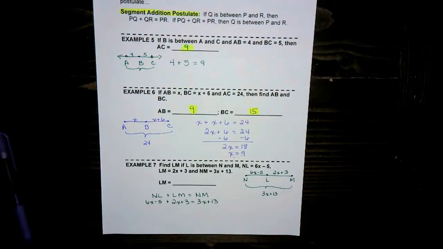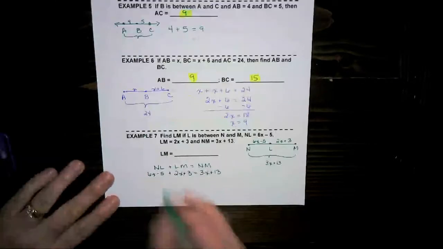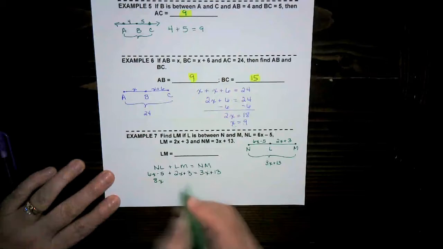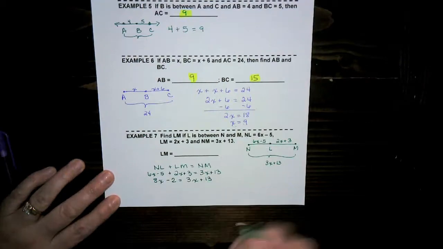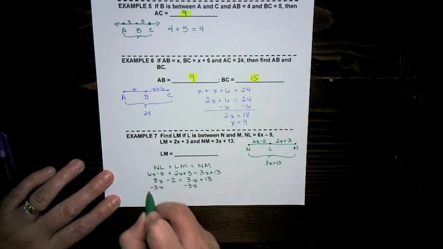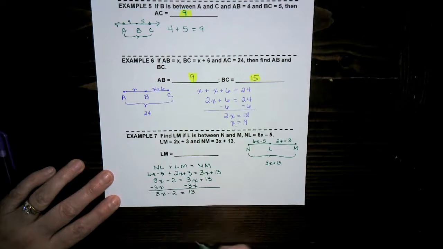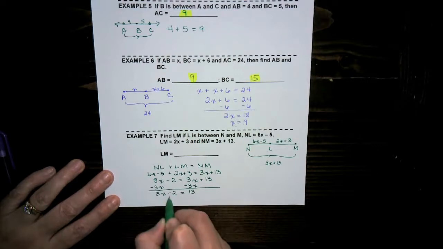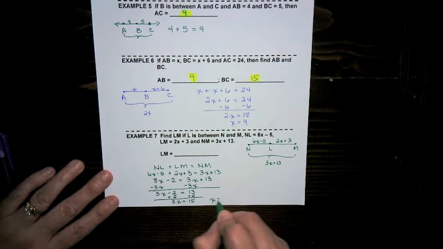Okay. Now, let's solve. So on here on the left, I got like terms. So 6x and 2x is 8x. Minus 5 plus 3 is minus 2. And now we got to get all the x's on one side. So I'll subtract this 3x here. And that gives me 5x minus 2 equals 13. Let me go ahead and add the 2 to both sides. That gives me 5x equals 15. And then if we divide both sides by 5, you can see that x is 3.